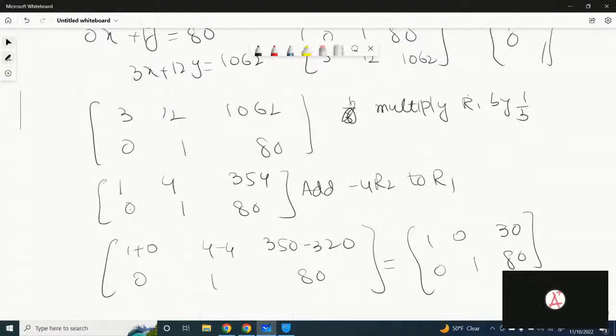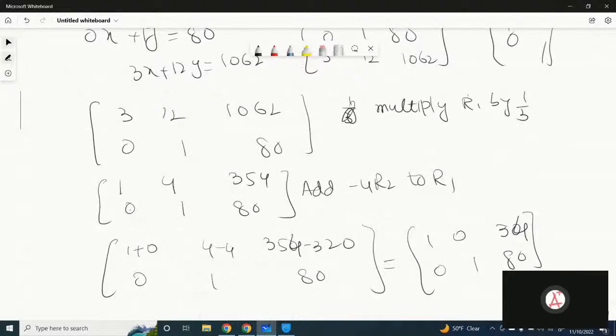Got it? The solution of the equation is, sorry, it is 354, so you have 354 minus 320, which is 34. So the solution of the equation is 34 and 80. Got it? Basically, let me explain the simple steps you have to follow.